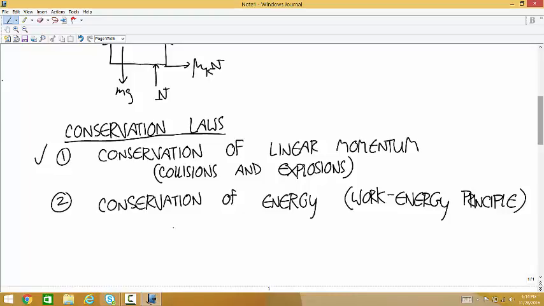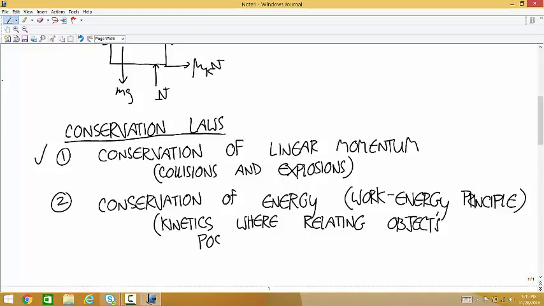And conservation of energy is going to be useful in cases where, so we're going to use this for kinetics. And the cases of kinetics where this is going to be useful are where we're trying to relate an object's position to its speed in some way. So I'll try to bring that up as examples start coming up.